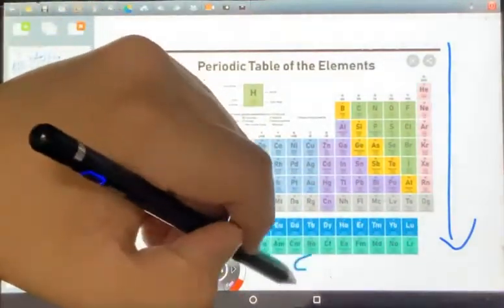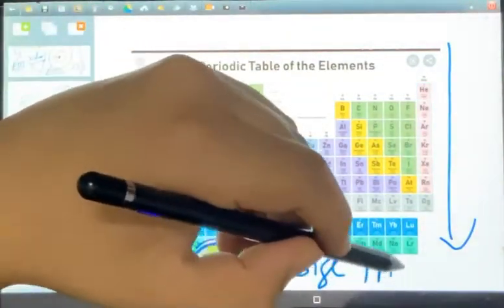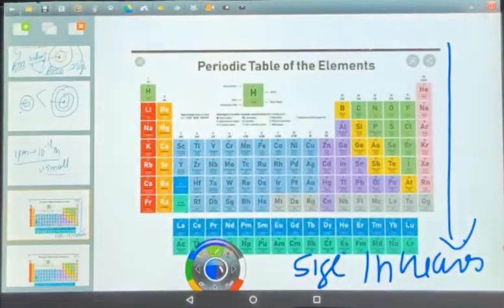So size increases down the group. Why? Because the number of shells increases. Shell बढ़ेगा तो distance बढ़ जाएगा and the size will increase.